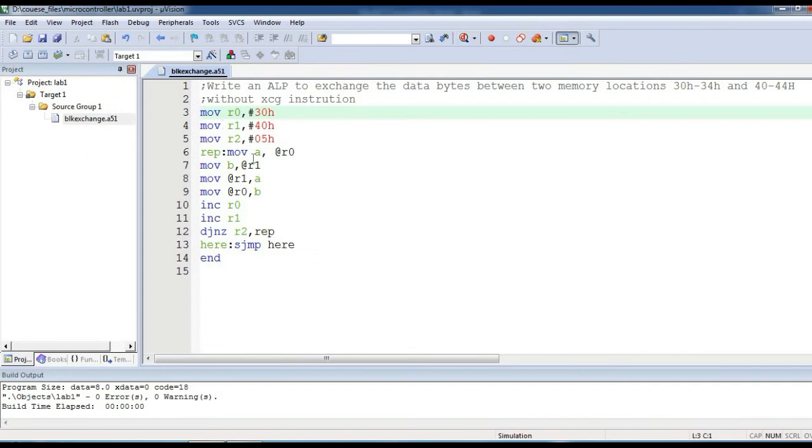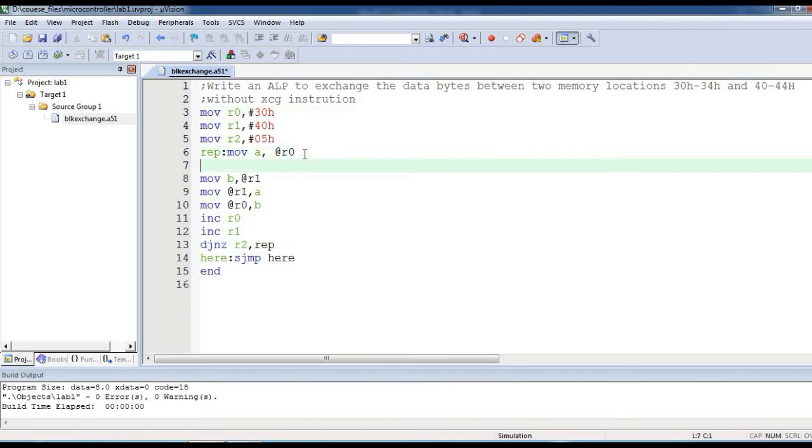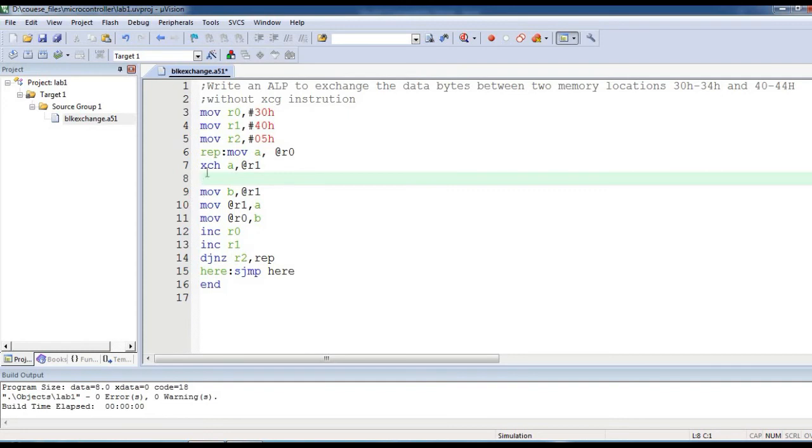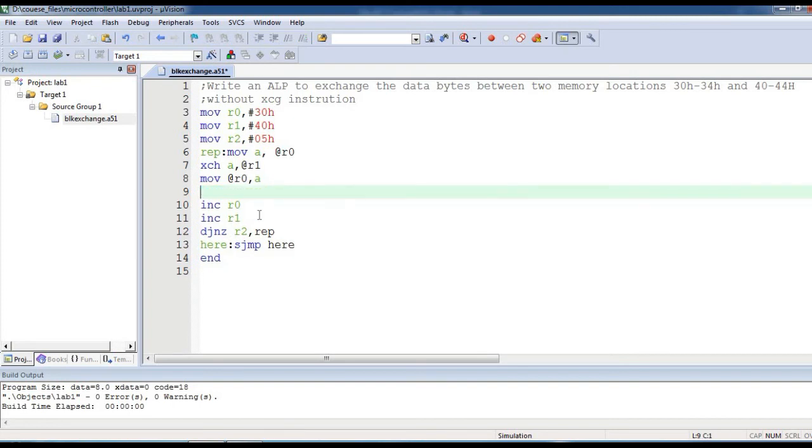Now we'll see the same example with the exchange instruction. For that, here itself we can use the exchange instruction XCH A, @R1. In this, the contents of the accumulator and the contents of the location pointed to by R1 are exchanged. And the next instruction is MOV @R0, A. So these three instructions are not necessary.